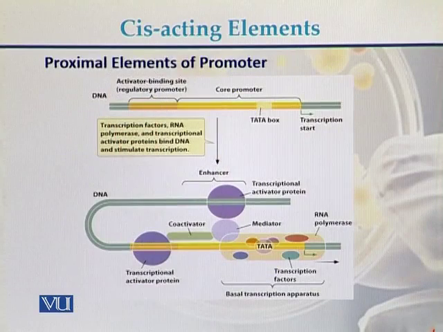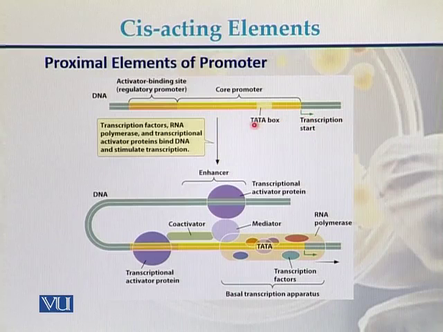In this diagram, we can see the TATA box. This is the transcription start site and here is the TATA box. So this sequence, which is called the TATA box, is a cis-acting element. In the lower diagram, we can see DNA sequences which are called enhancers. So these sequences are also called cis-acting elements.